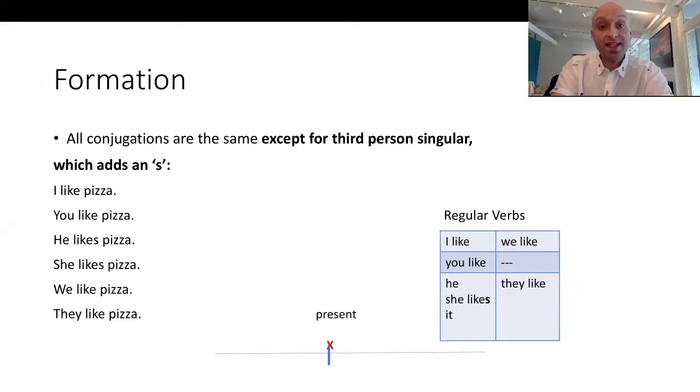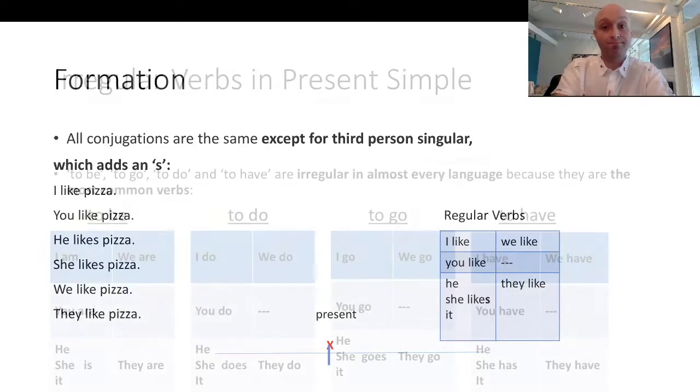Formation is pretty easy in the present simple. All conjugations are the same except for third person singular, he, she, it, which adds an S. So I like, you like, he, she, it likes, we like, they like. That's how all regular verbs in the present simple will be conjugated.